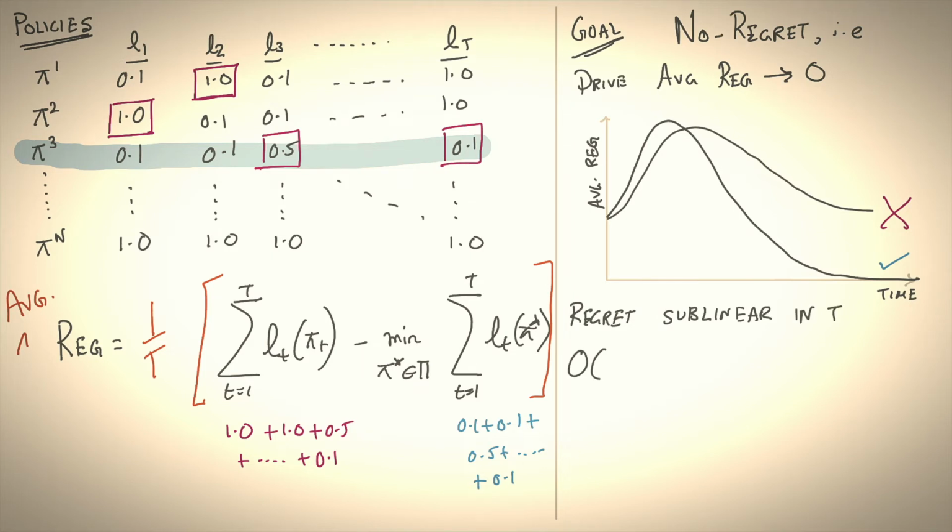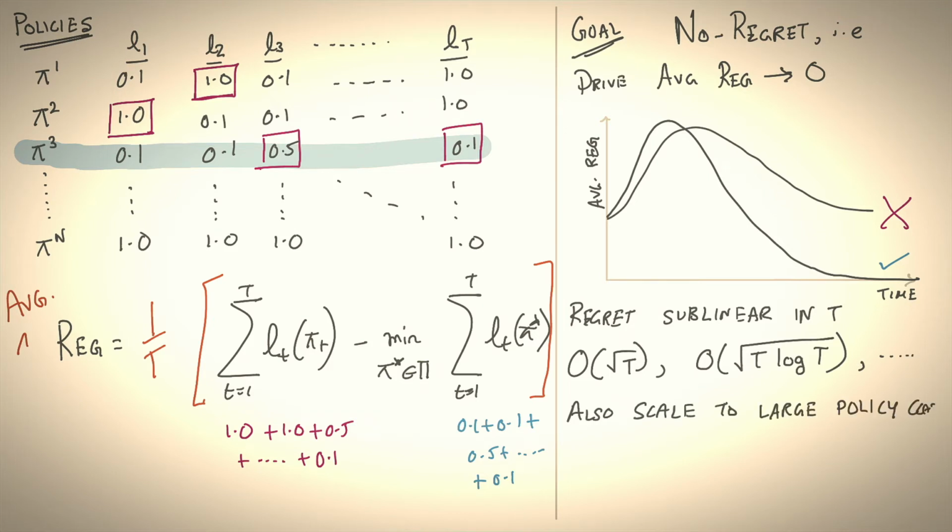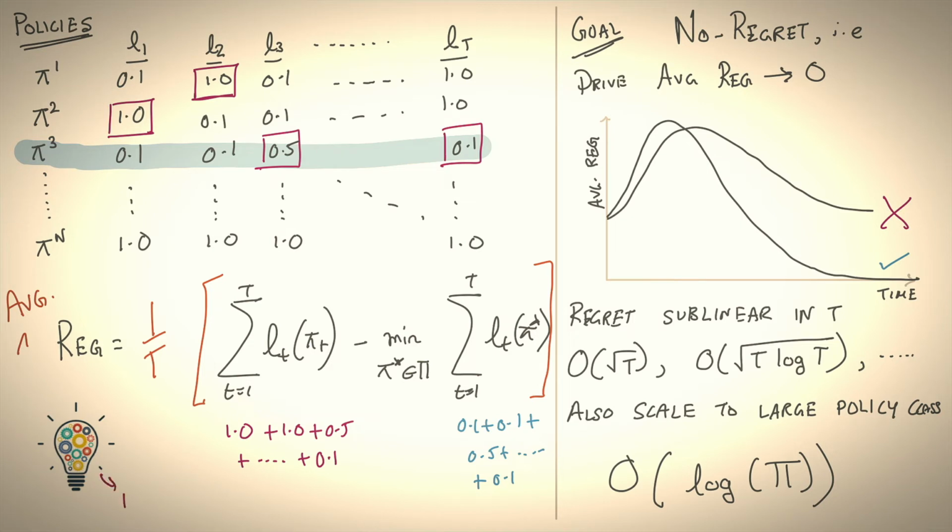So it could be as good as square root of T or square root of T log T and so on. You would also like your total regret to scale to large policy classes, so it better be log cardinality of pi, right? And so typically, we'll be talking about various algorithms that have different relationships with T and pi. But the overall goal is to do as well as the best policy in hindsight, so to achieve a zero average regret as time tends to infinity.